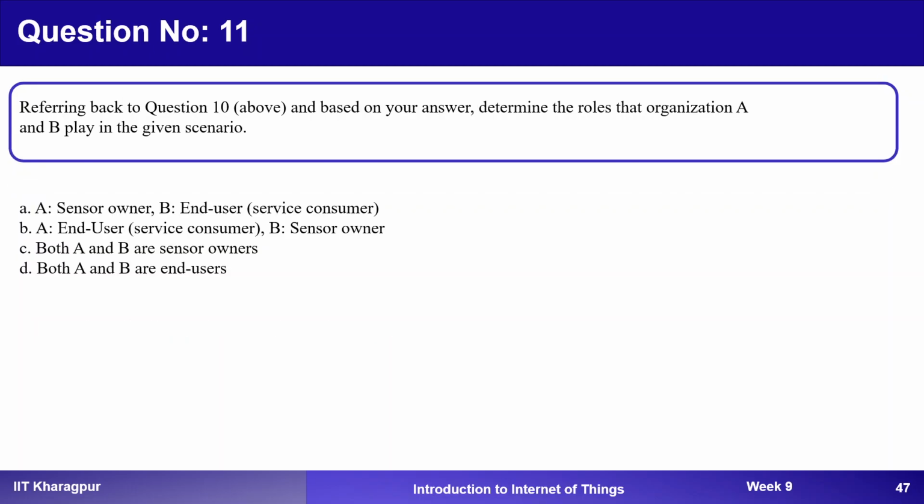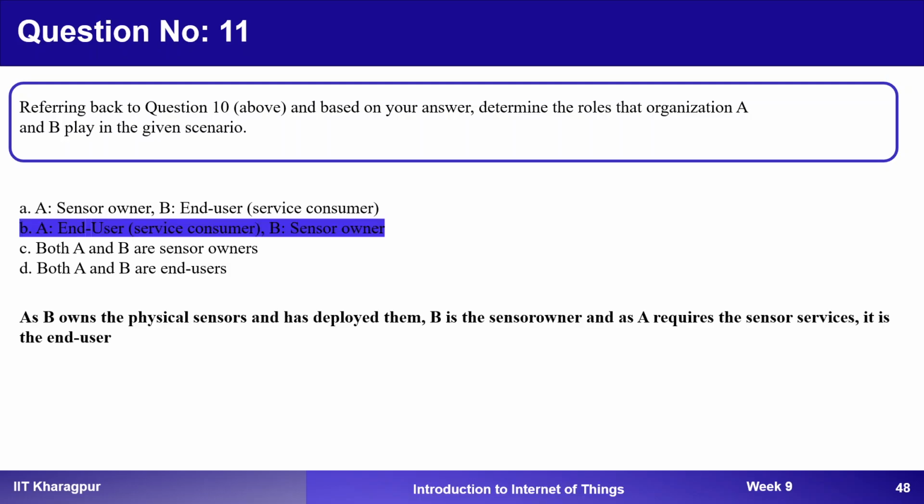Now question number 11. Referring back to question number 10, based on your answer, determine the role of organization A and B in the given scenario. Options: A acts as sensor owner, B acts as end user; B option is A acts as end user, B acts as sensor owner; C is A and B both act as sensor owner; D is A and B both act as end user. So the correct option for this is B, because A does not have its own sensors. It will utilize the sensors of organization B. So organization B will act as sensor owner and organization A will act as end user. So the correct option for this is B.